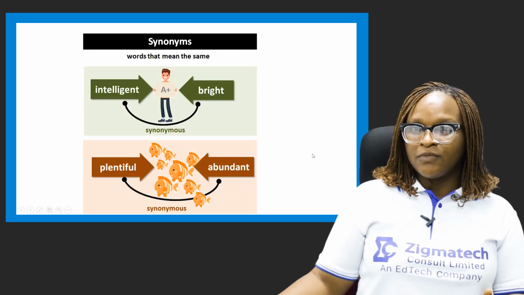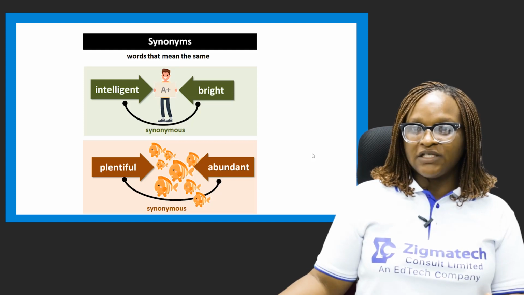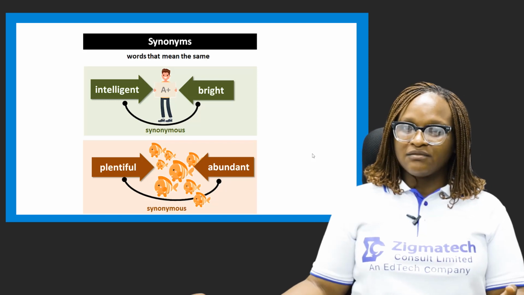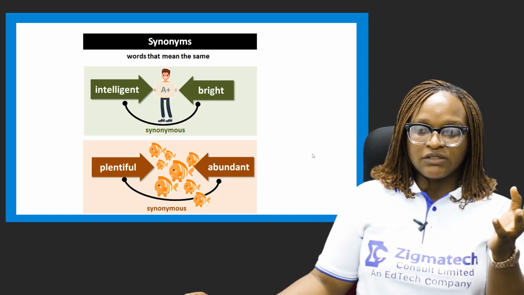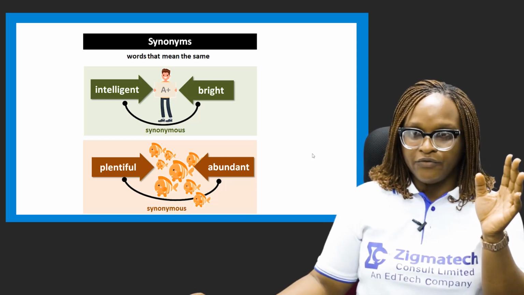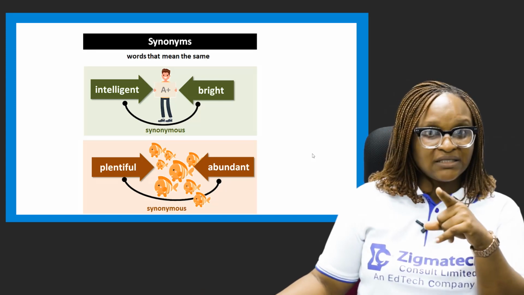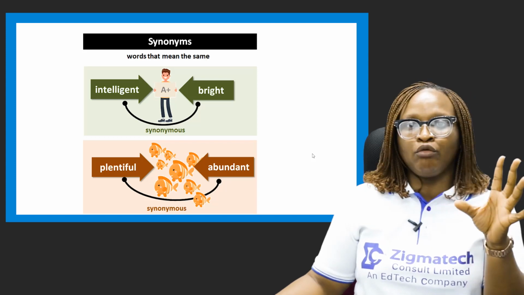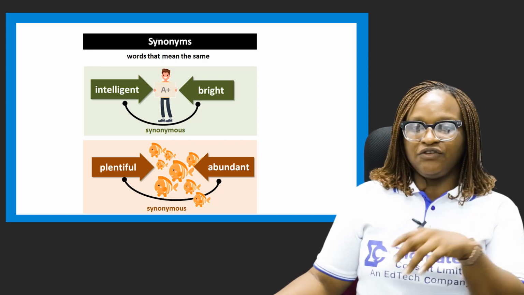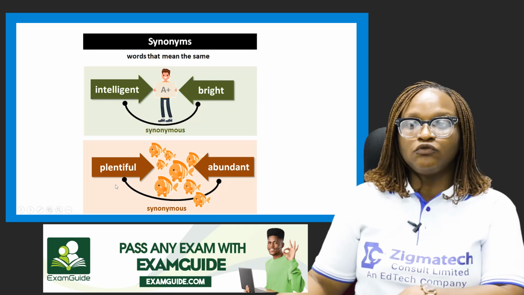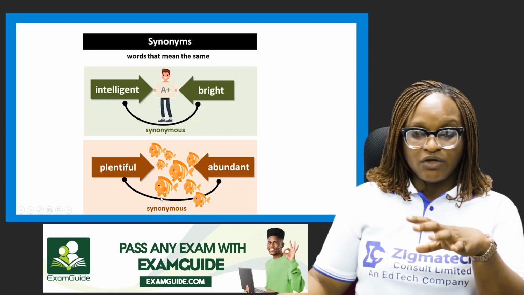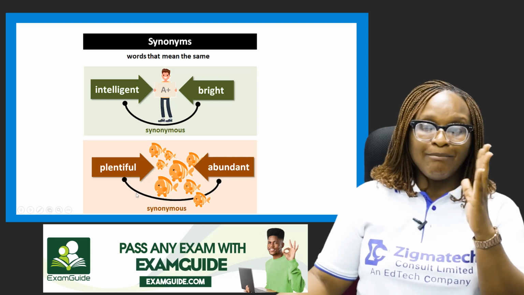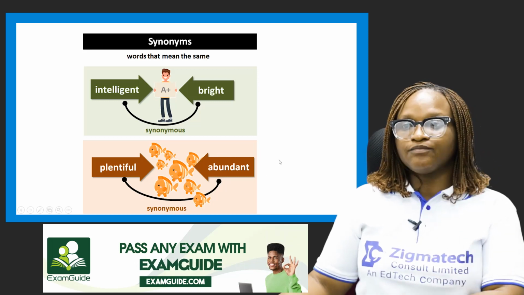Here is a picture. When you say that something is intelligent, that means it's bright. The boy is intelligent, he's bright. You can also use the word brilliant for intelligent or bright, but in context it may not be the same, as the degrees are different. Now when something is plentiful, you say it's what? In abundance, or abundant. So that is it.